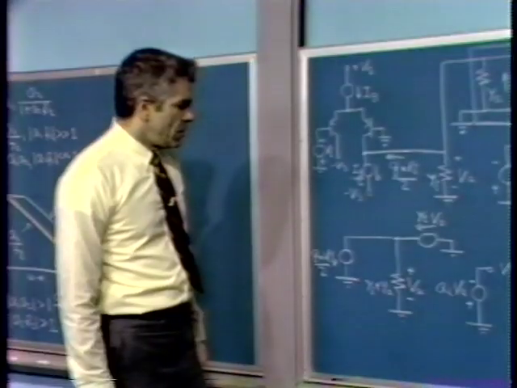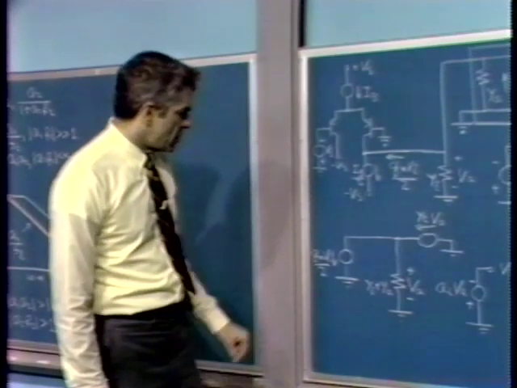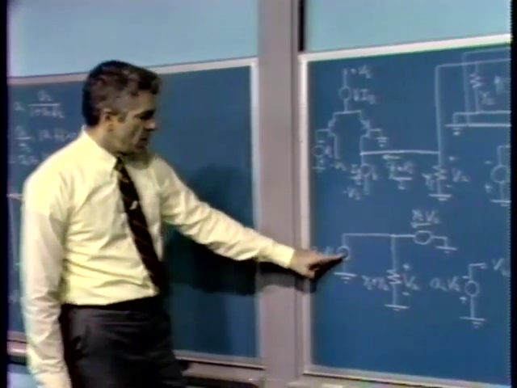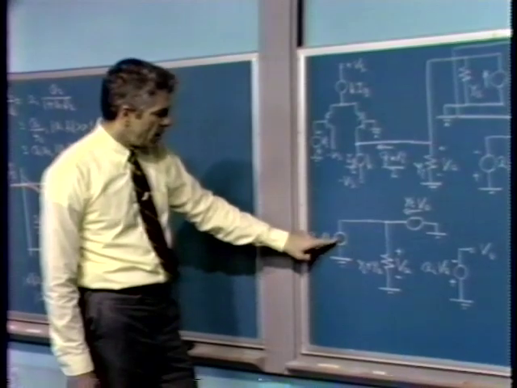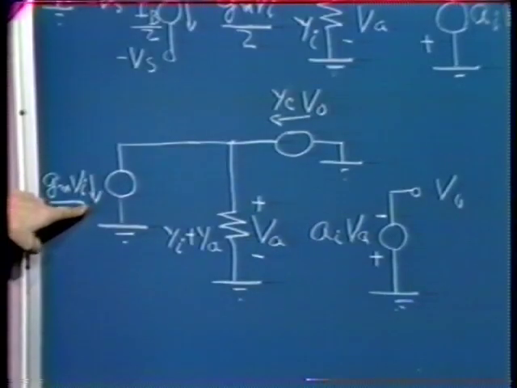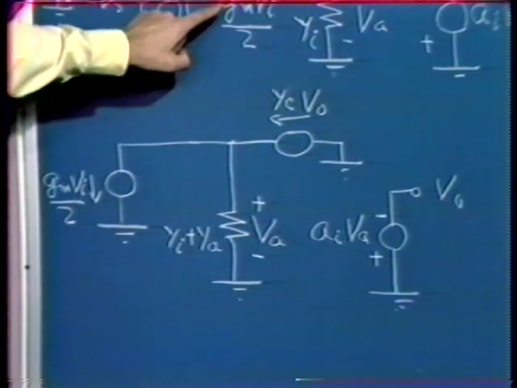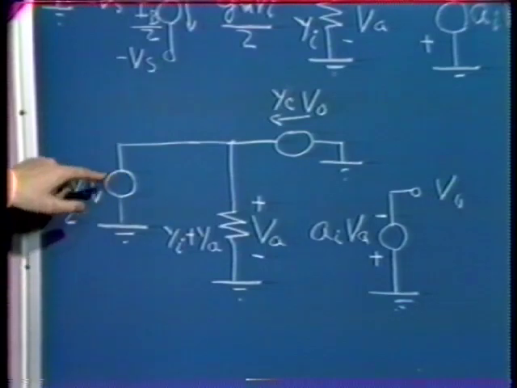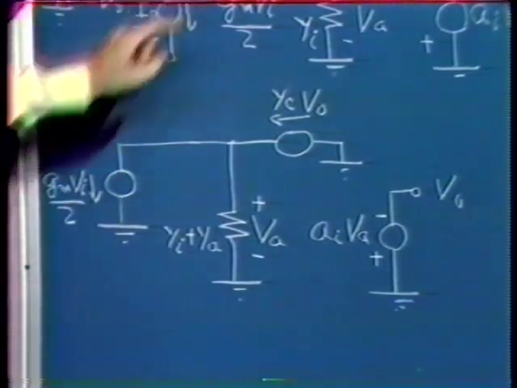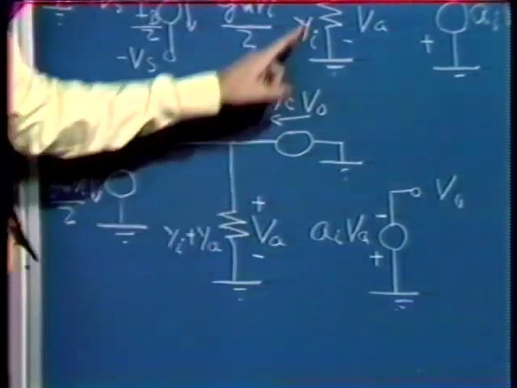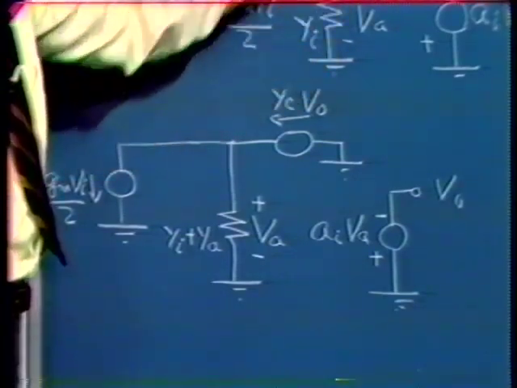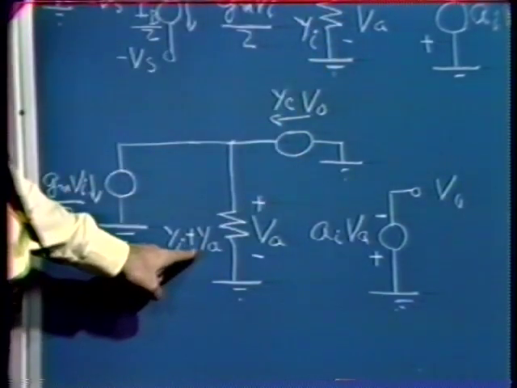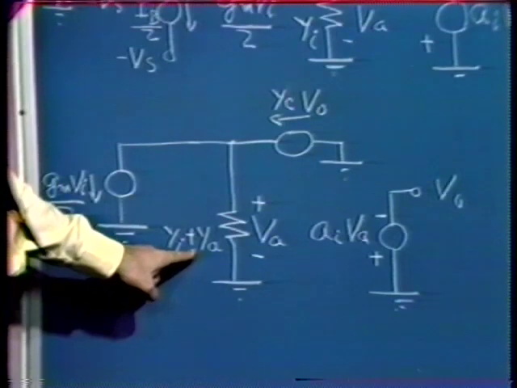We're then able to model the overall system as follows. We can replace the differential pair by a dependent current source whose magnitude is GmVI divided by 2. So that dependent current source reflects the transmission from the input voltage to this current. We combine these two admittances to get an admittance that's Yi plus Ya.